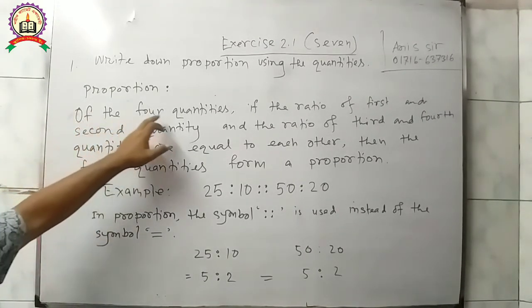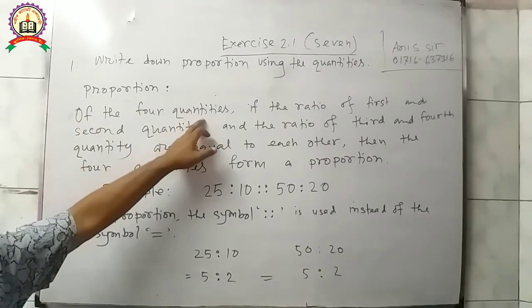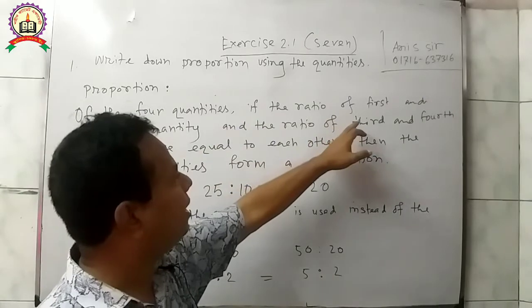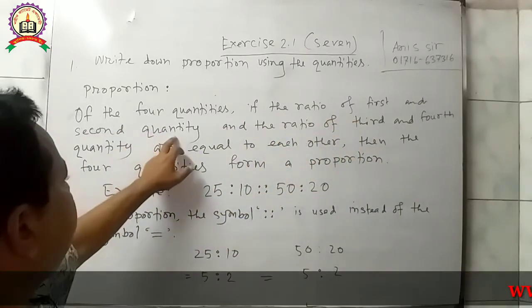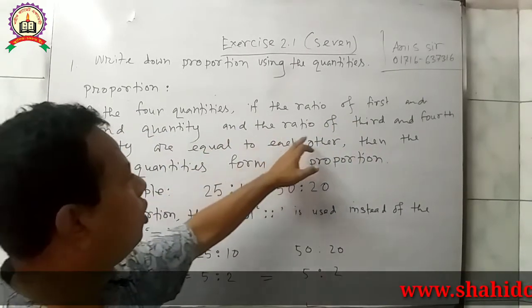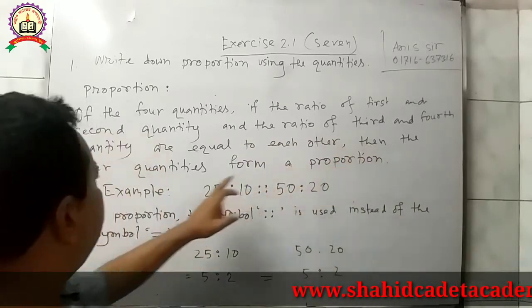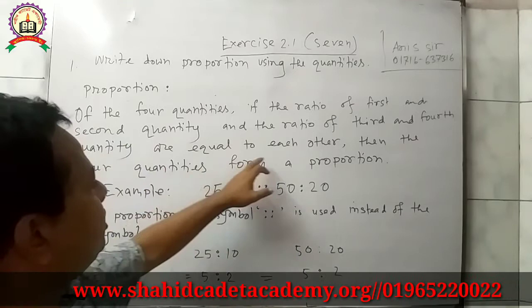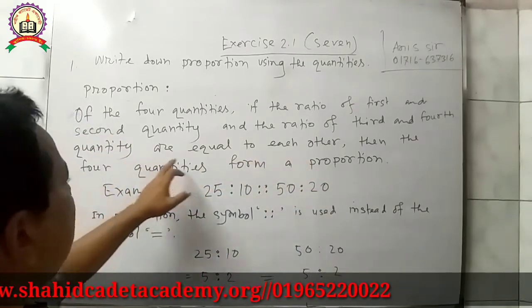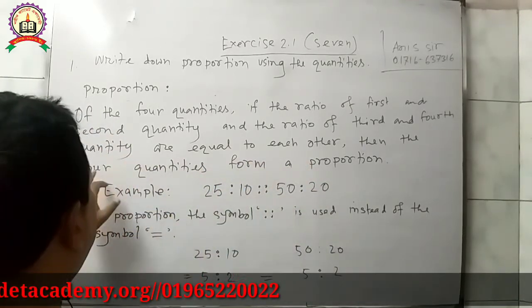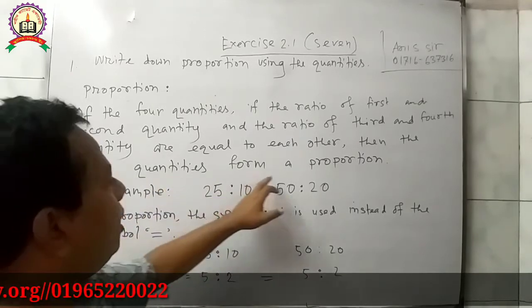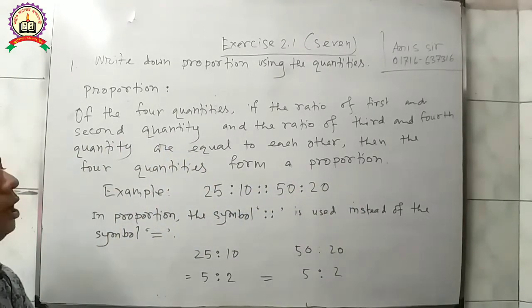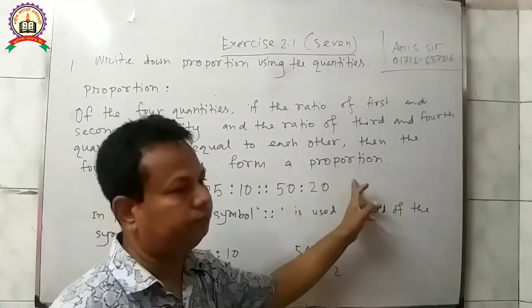Of the four quantities, if the ratio of the first and second quantity and the ratio of the third and fourth quantity are equal to each other, then the four quantities form a proportion.